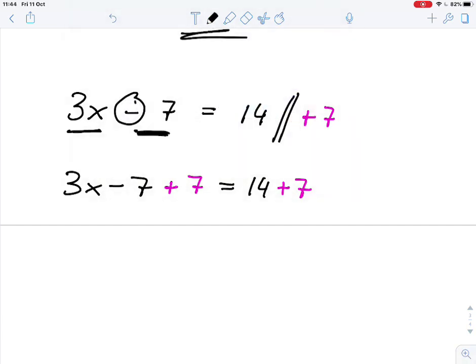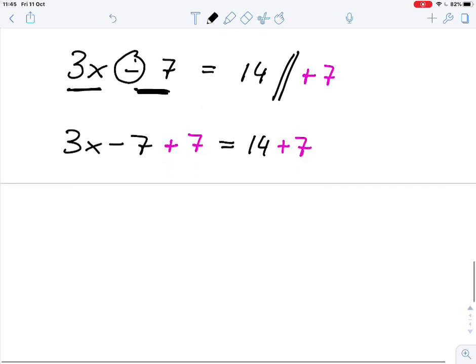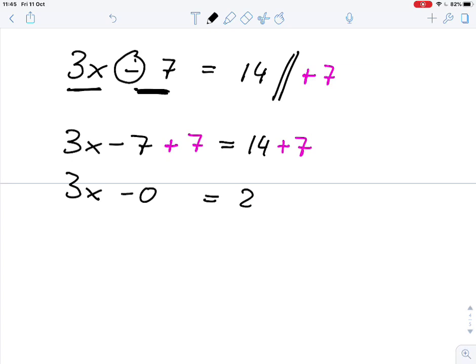And of course, you don't have to do that with different colors. I just do that here to illustrate it. Minus 7 plus 7, what gives that? Of course, 0. So we have 3x minus 0 equals 14 plus 7 is 21. Are we done?